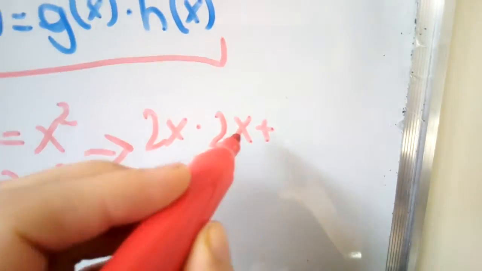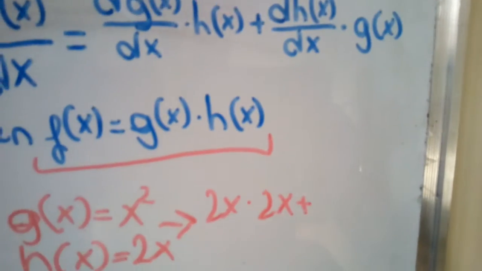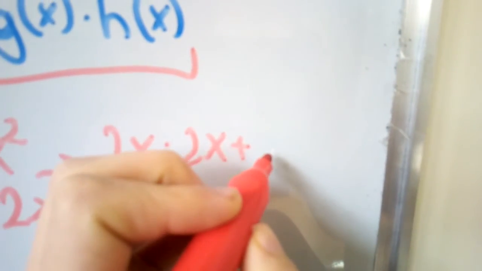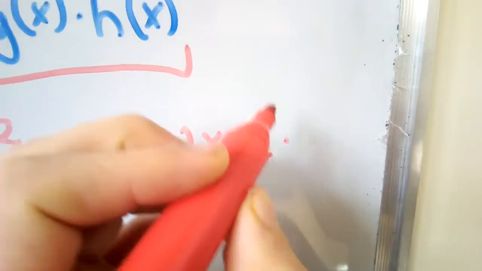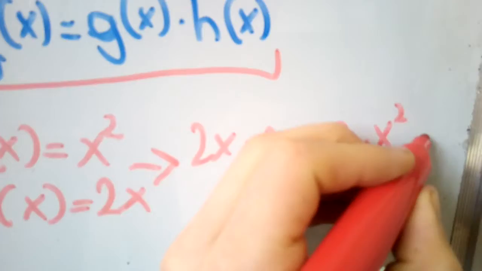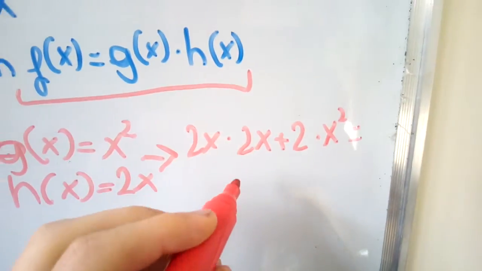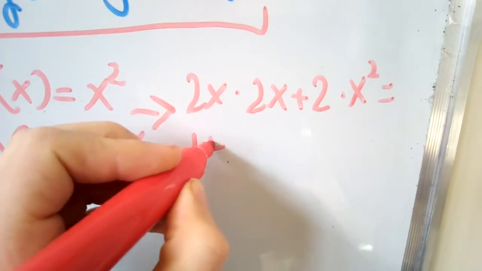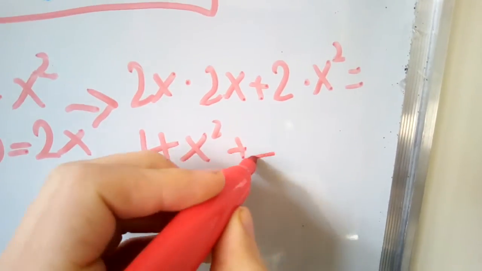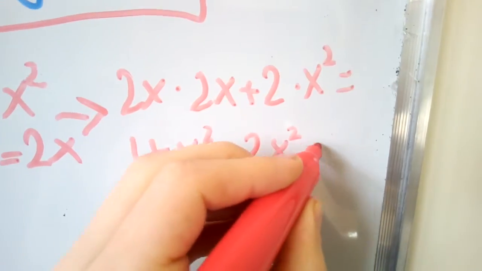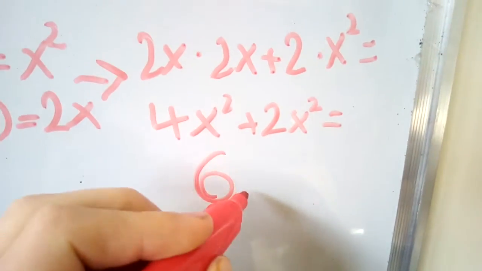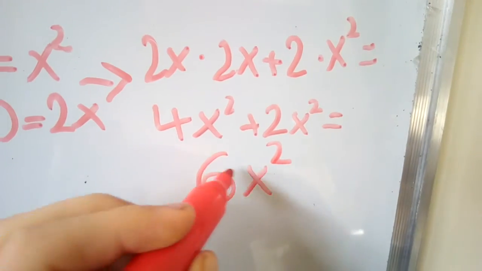I'm going to do a plus here, and the derivative of h of x, which is 2x, is just 2 using the power rule. Sorry, and we're going to times that by g of x, which is x squared. Let's simplify this. 2x times 2x is 4x squared, plus 2 times x squared is just 2x squared. And there we get an overall 6x squared as our derivative.